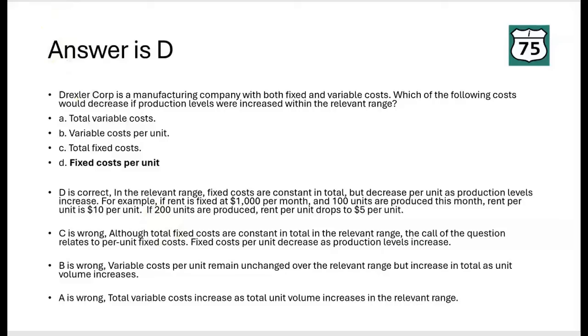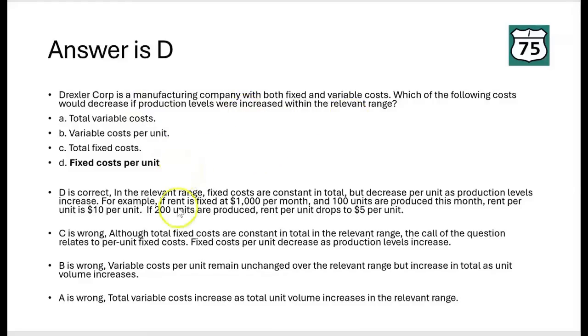So you have to know on the exam that fixed costs are only fixed in total. They vary with production on a per unit basis. The more you produce, the lower your fixed cost per unit. What if one month we only produced 1 unit all month? Well then rent per unit would be $1,000 per unit. What if we produce 2 units? Then rent per unit would be $500 per unit. The more we produce, the lower the fixed cost per unit. So this question asks which of the following costs would decrease if production levels were increased within the relevant range? And we said the answer is D, fixed cost per unit.